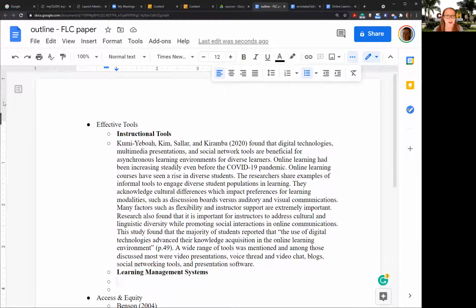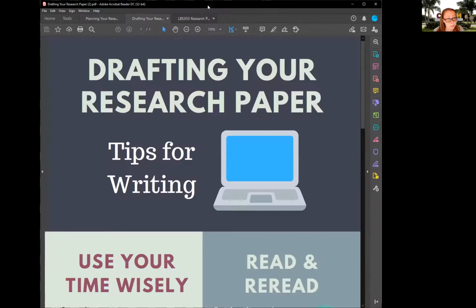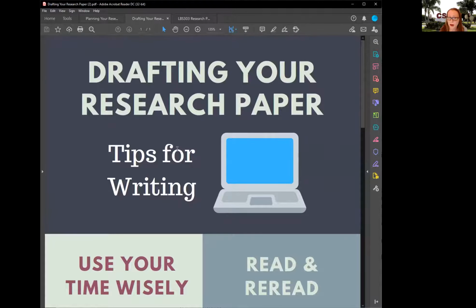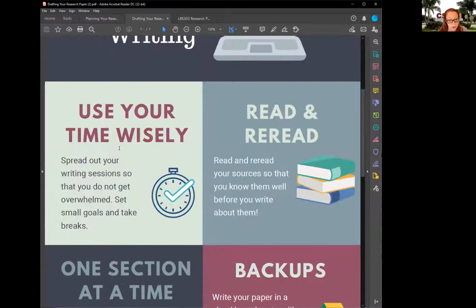I'm going to now share with you the other handout, which you can also find on Blackboard. And this is all on drafting your paper. So once you've got your outline created, you've got your topics, you've got your sources, and you know which sources are going to feed which topic, then you're going to follow this, okay? These are some tips for writing.